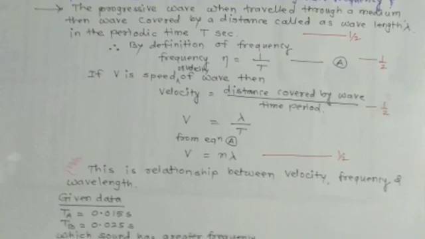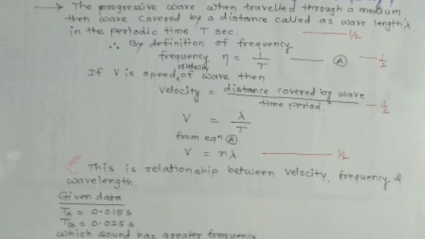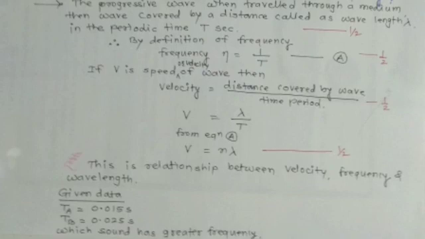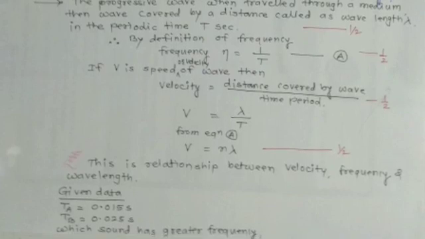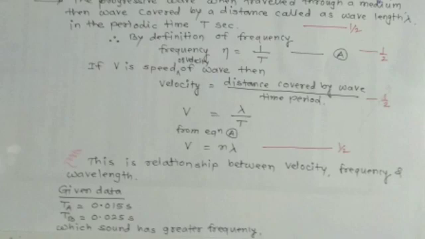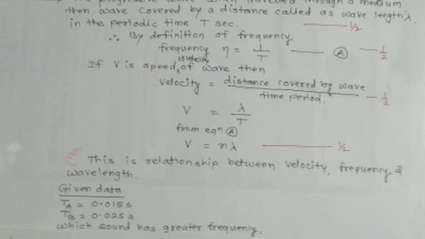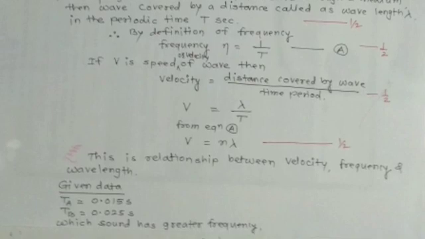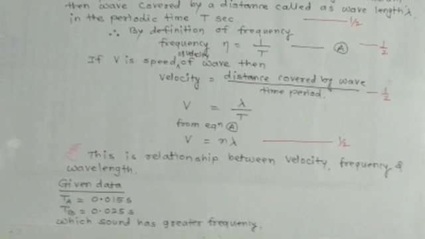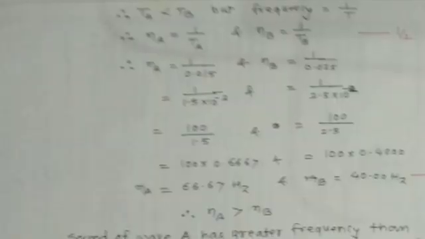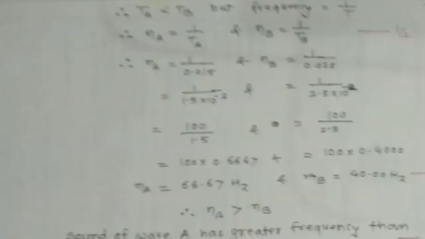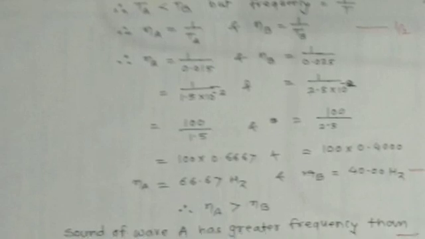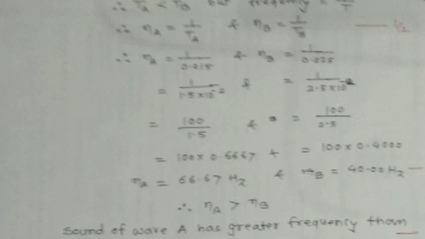We want to solve the example. Given data: for A, time period is 0.015 second. For B, time period is 0.025 second. We want to find which sound wave has the larger frequency. Time period of A is less than time period of B. But we know that frequency is the reciprocal of time period. So frequency equals 1 upon capital T.